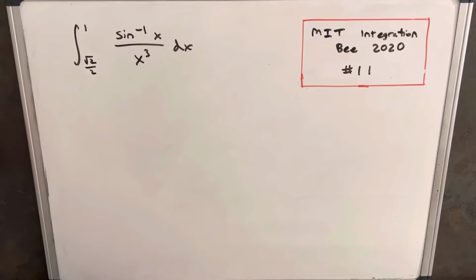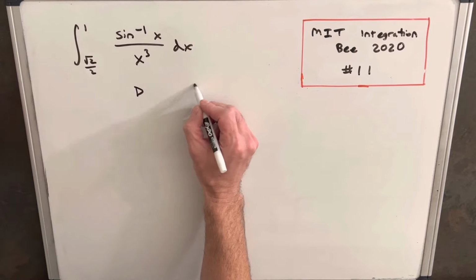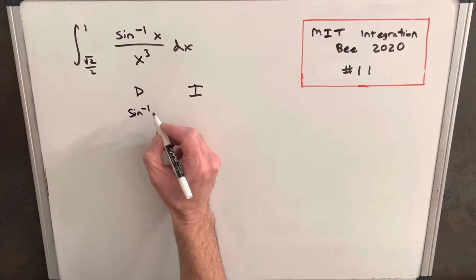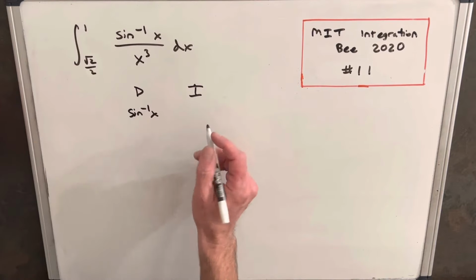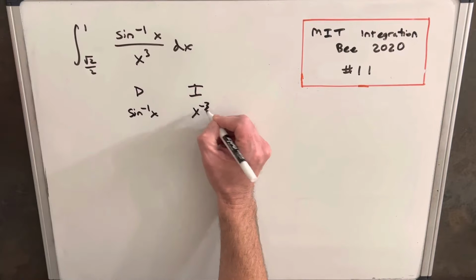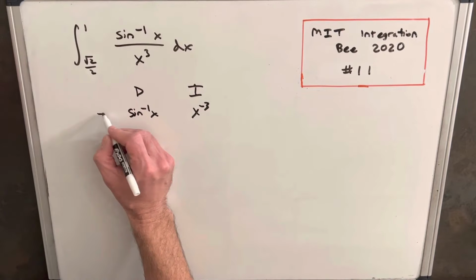So what I want to do is use integration by parts because we don't really have a good way to integrate that. So let's use the DI method or tabular integration. So we'll create two columns, one to differentiate, one to integrate. We're going to differentiate our arcsine because, like I said before, it's hard to integrate that. And we'll write our x cubed as x to the minus third because it's in the denominator there to integrate.